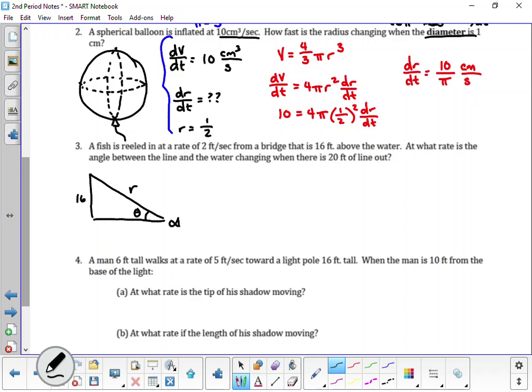Okay, let's label what we know. So we know that dr/dt is what? Let's go negative 2 feet per second, because it's being reeled in, so it's getting smaller. Okay, then we've got the bridge that stays constant. We want to know the rate of the angle, so we want to know d theta/dt.